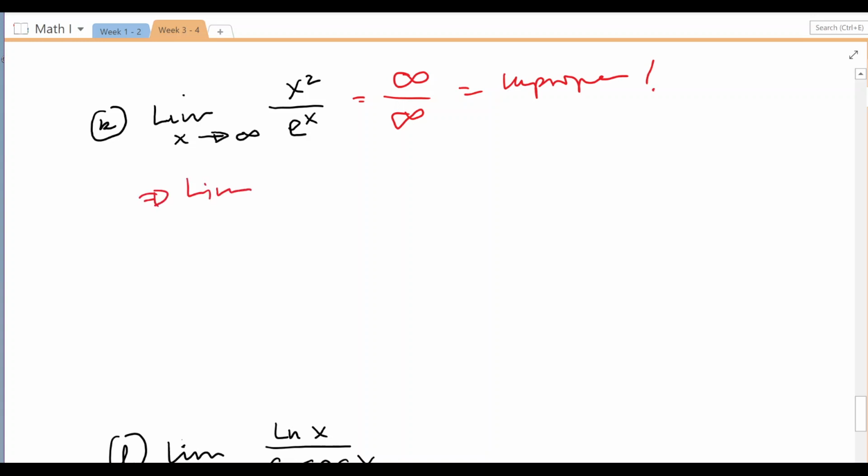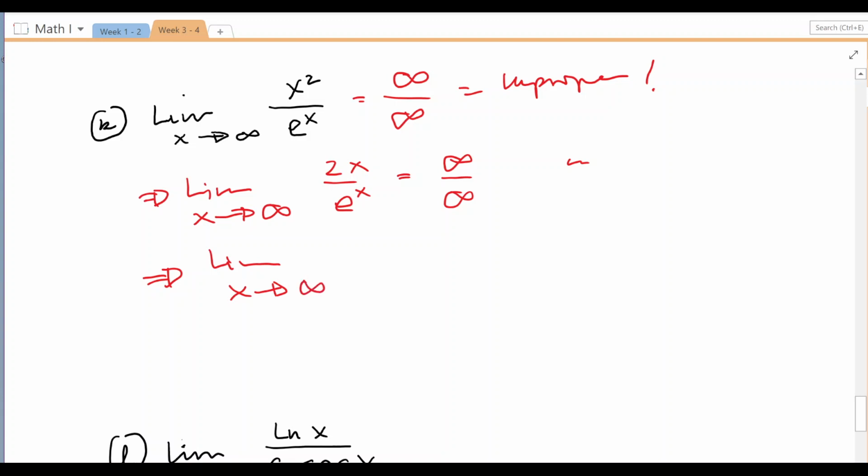So this becomes 2x over e to the power of x. We check again. 2x is still in the form of infinity over infinity, so again still improper. So this needs to be changed by using L'Hopital's rule again. In this case it becomes 2 over e to the power of x, and e to the power of infinity is infinity, so it is 2 over infinity, and the answer is 0.